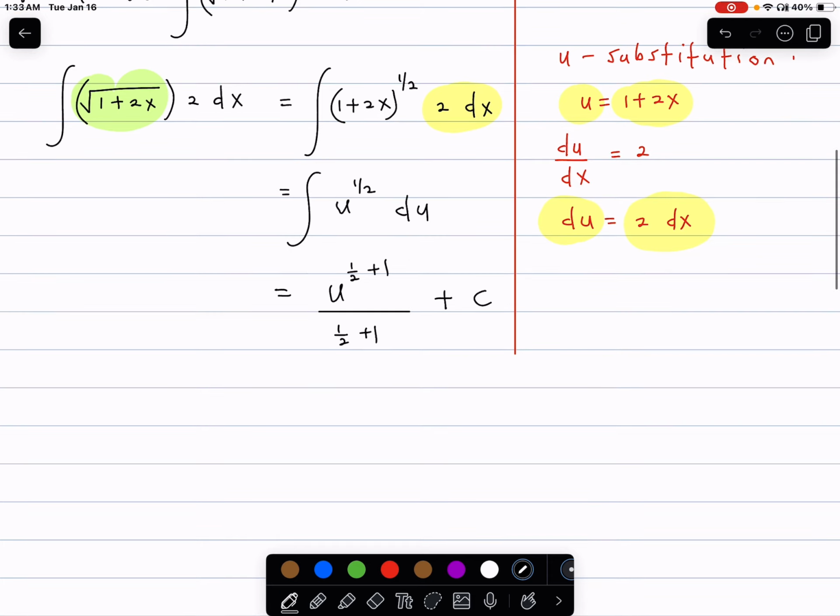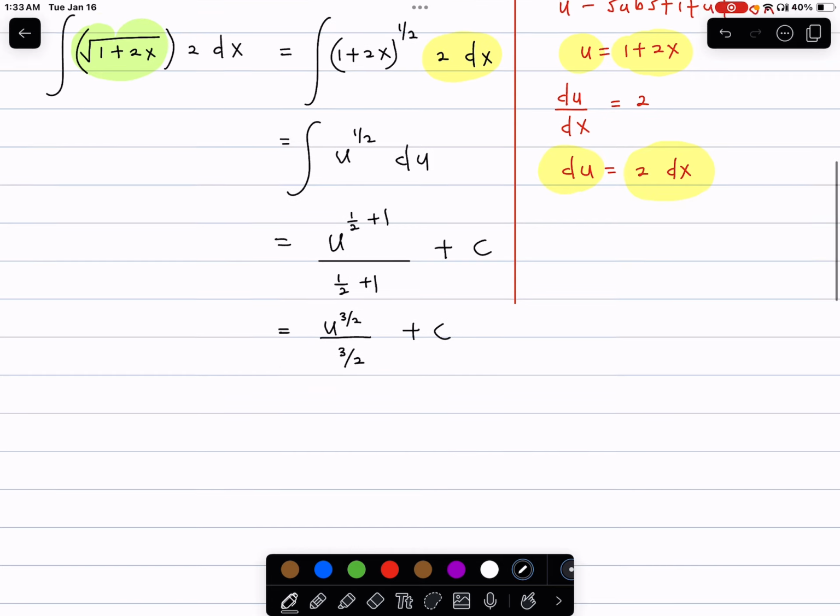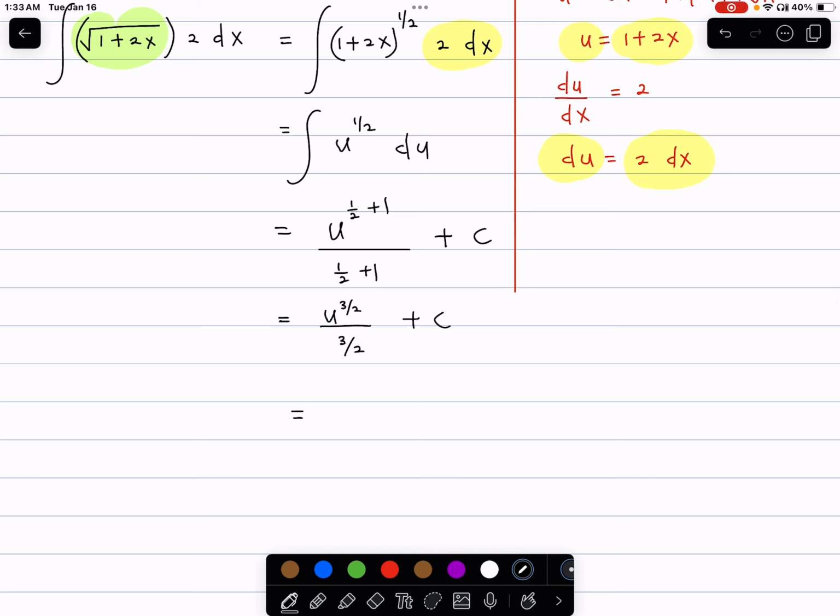Since now I have actually performed the integration, I can add a constant of integration. The c there is called the constant of integration. So this is just going to be u to the power of 3/2 over 3/2, plus c. And simplifying, this is going to be 2 u to the power of 3/2 over 3, plus c.